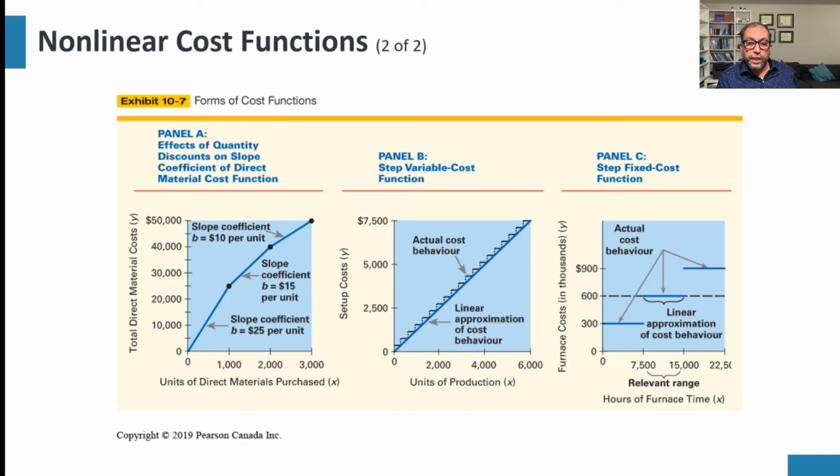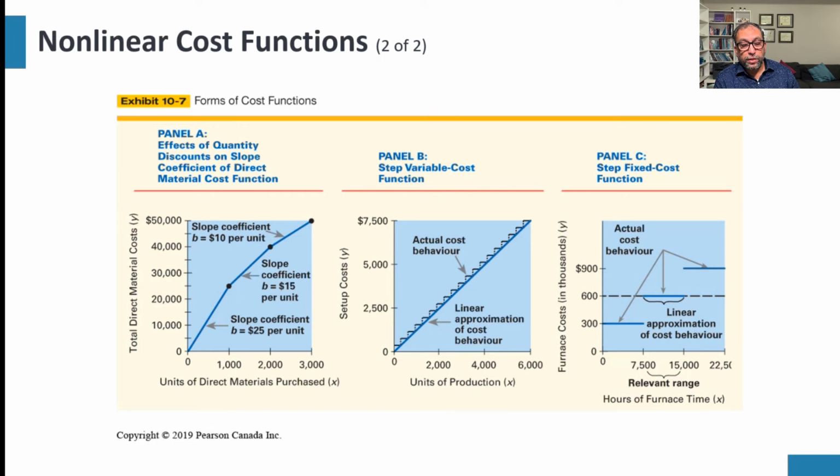So this is the material cost with the output. As we use more and more material because we are producing more output, we are able to get some bulk discounts on buying material. In panel B, the step variable cost steps up with the units of production. So as we are producing more and more, the cost is increasing in a step form. It's not a linear form.